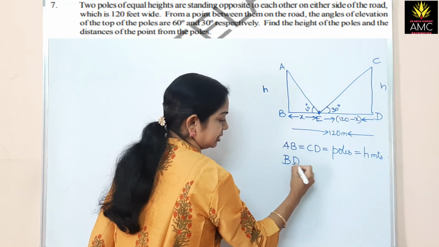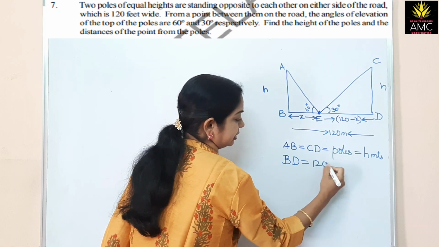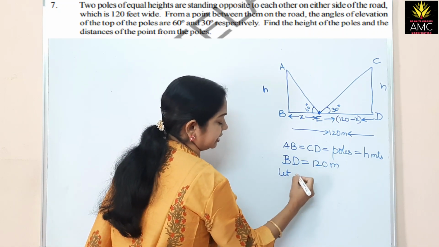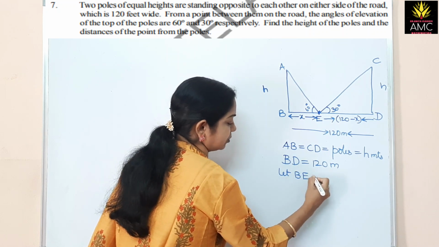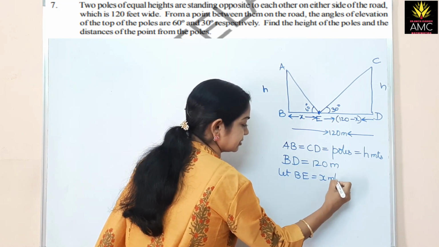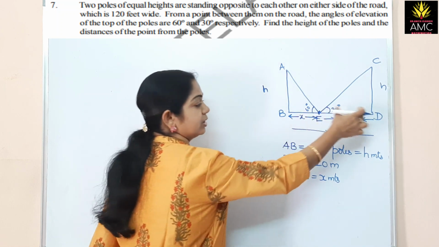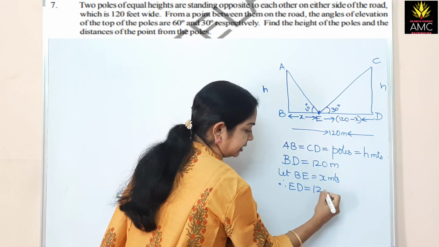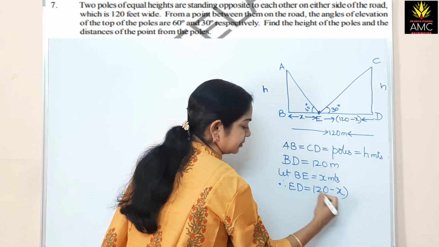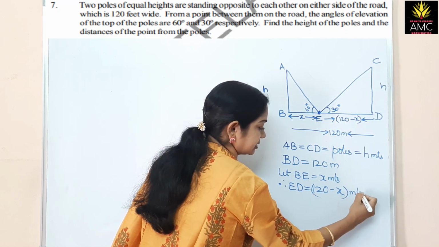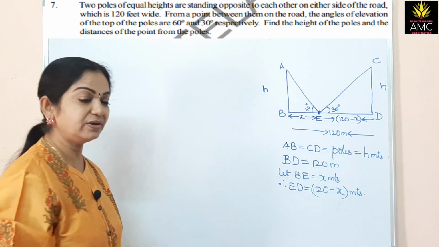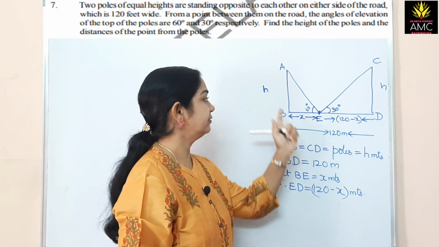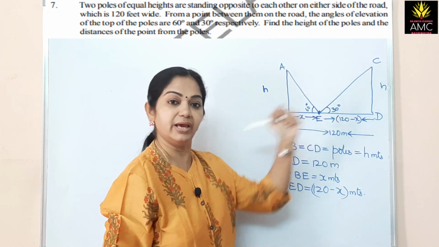So, that I will mention. BD is equal to 120 meters. This is also given. I'll write it here only. Let BE equal to X meters. So, this I am supposing. Therefore, ED will become 120 minus X meters. So, if we find X, we will get this, and later we have to find H also.